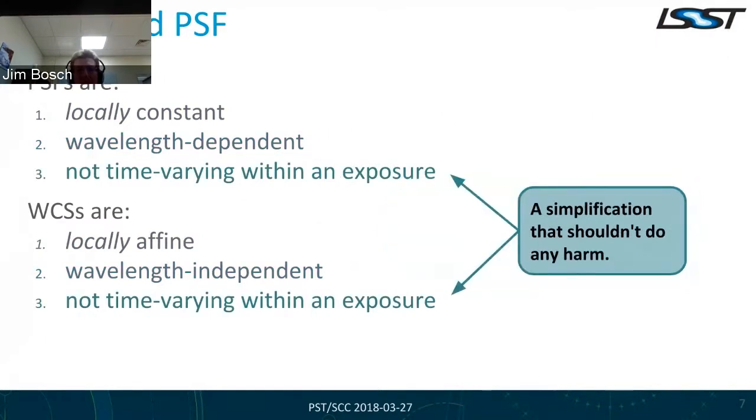We're also, of course, assuming that things are not time varying within an exposure. That's a simplification that shouldn't do any harm because we're not concerned about things that are changing or moving that quickly. And at some level, if we were, there's not much we could do because we can't constrain the PSF and the WCS on timescales shorter than the exposure.